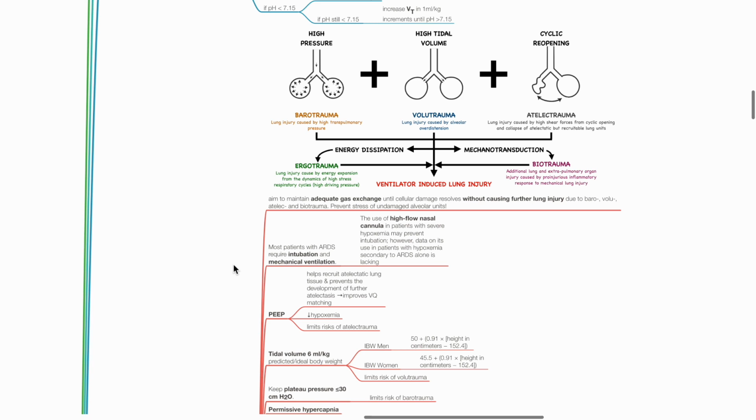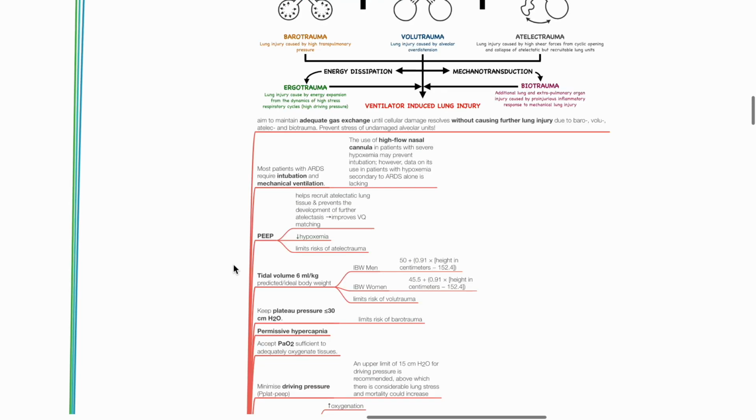Most patients with ARDS require intubation and mechanical ventilation. The use of HFNC in patients with severe hypoxemia may prevent intubation. However, data on its use in patients with ARDS is lacking. PEEP helps to recruit atelectatic lung tissue and prevents the development of further atelectasis, which improves VQ matching, reduces hypoxemia, and limits the risk of atelectrauma.